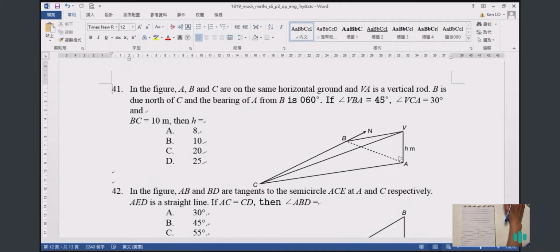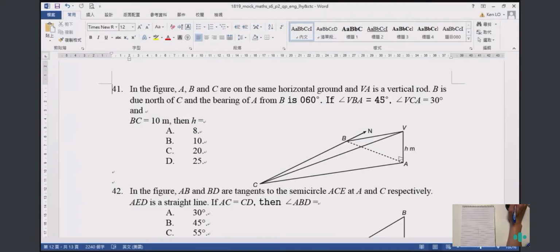It is a 3D figure showing that A, B, C are on the same horizontal ground, and then VA is a vertical chord. You can take a look at the V is right above the A, and then B is due north of C, which is talking about if you're looking from top view, B is due north of C, and then the bearing of A from B. That means you have to draw the cross on B and then find the bearing of A from B is 060. That means 60 degrees from north.